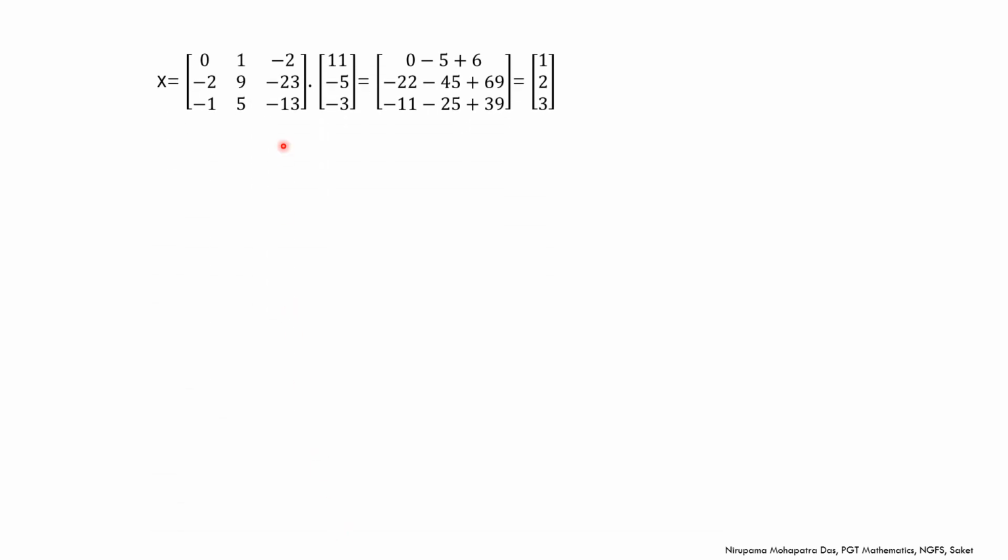So let's have a look. This is your A inverse into B, meaning you are getting 1, 2, 3. So your solution set is x equal to 1, y equal to 2, z equal to 3. Like we discussed a few minutes earlier, you can verify your answer by putting x equal to 1, y equal to 2, z equal to 3 in the given system of linear equations.